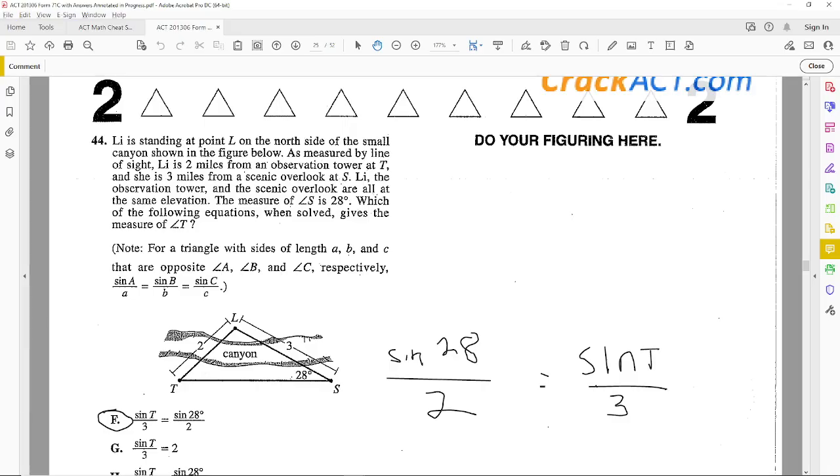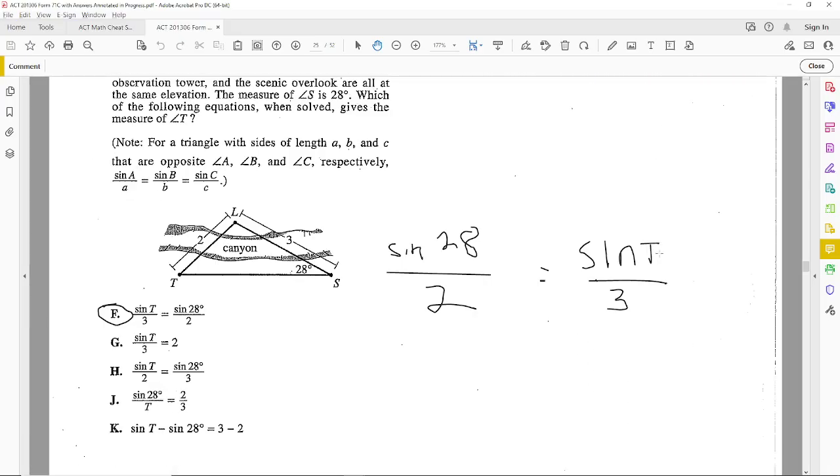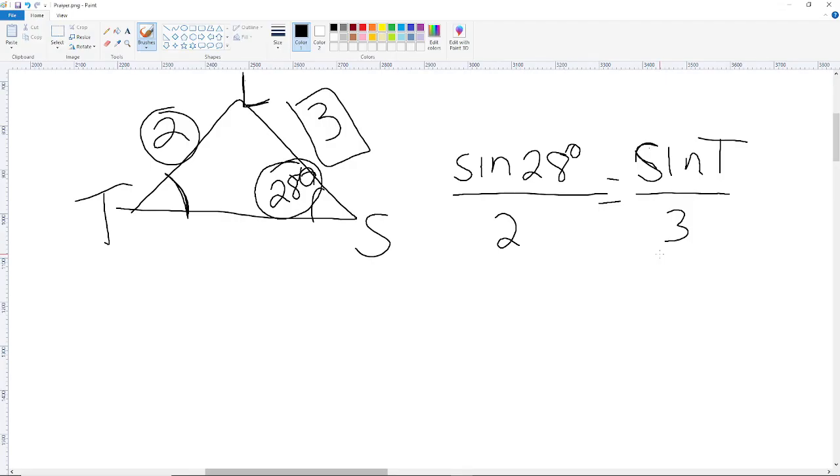And I think in this case, that is actually the answer. Sine of T over 3 equals sine of 28 degrees over 2. So sometimes they might not do that. They might actually ask you to solve this. This is kind of a little bit of an advanced topic. You can try to figure it out if you want. If you can't, they hardly ever ask this.